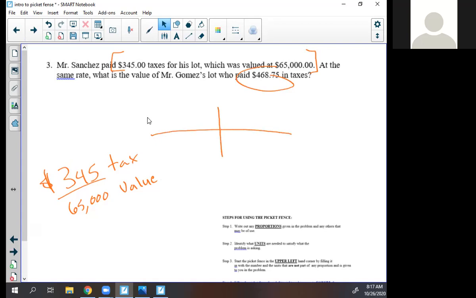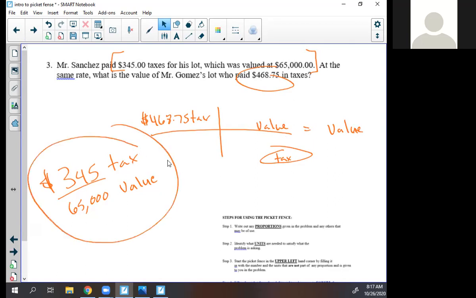Top left corner. So I have 468.75 tax. I want value. So tell your partner what thing must come down here. Tax. What must go up top? Value. And then I have my proportion right here. $345 of taxes for every $65,000 of value. Then I'm ready to go. You multiply the top, then divide by the bottom. Oh, look at that. Well done.